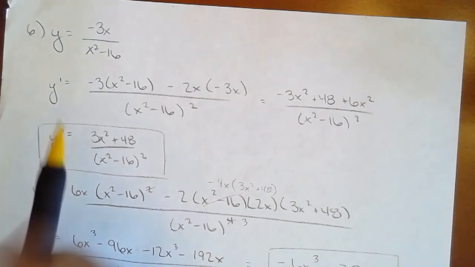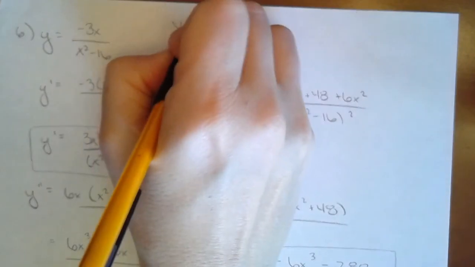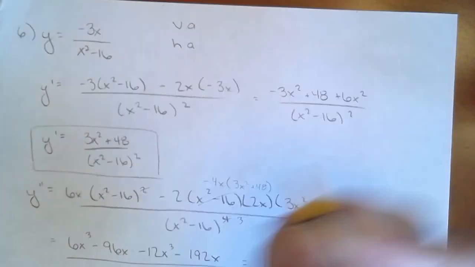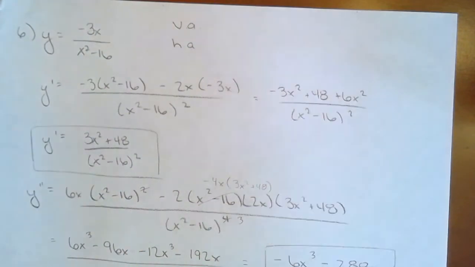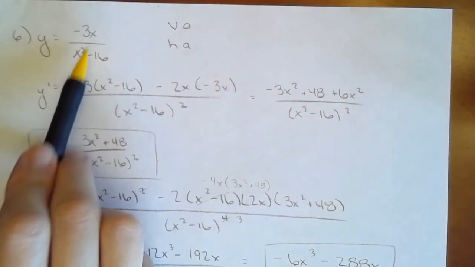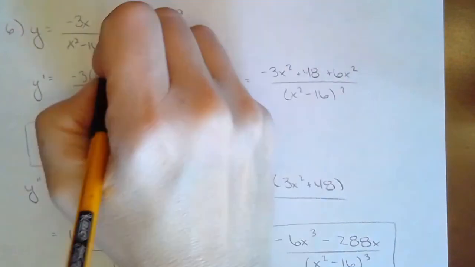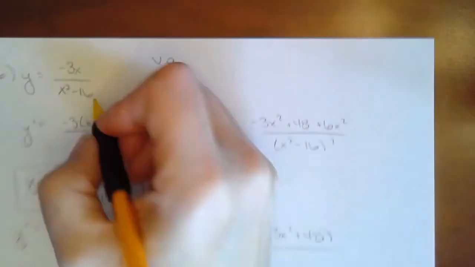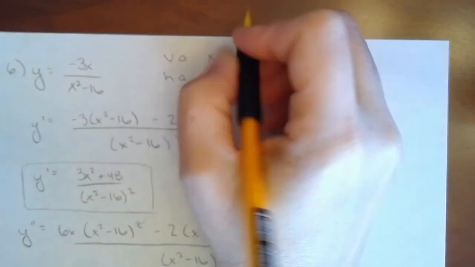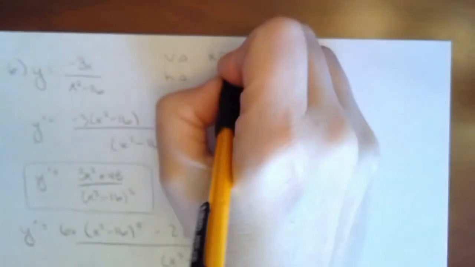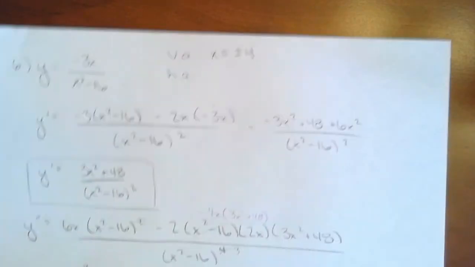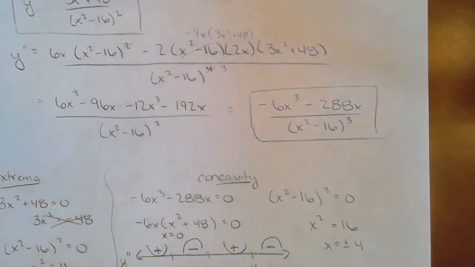So what we never did was we never talked about our vertical asymptotes and our horizontal asymptotes. But because when I plugged in a negative 4, I'm actually getting a non-zero number over 0, 4 was actually a vertical asymptote. So was x equals positive 4 and negative 4. Those are both vertical asymptotes. So those aren't going to be points of inflection.